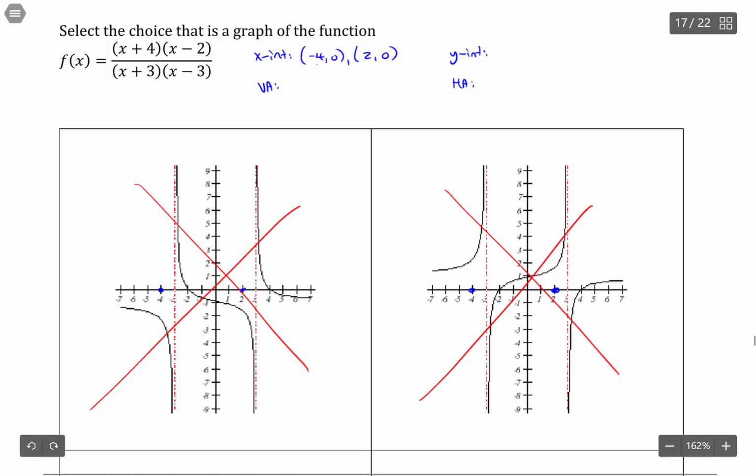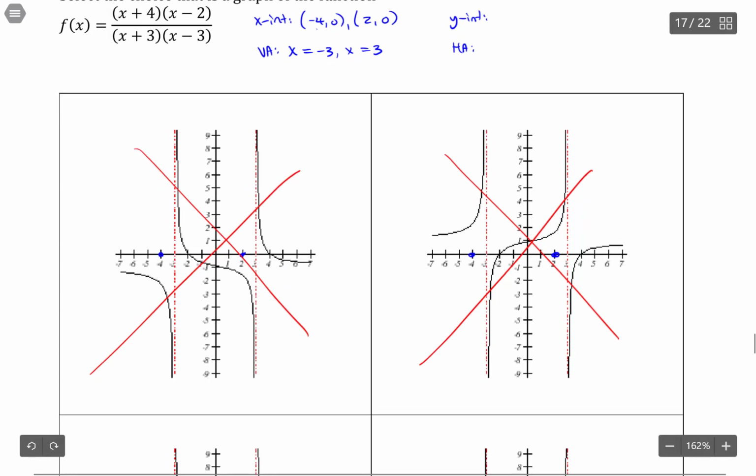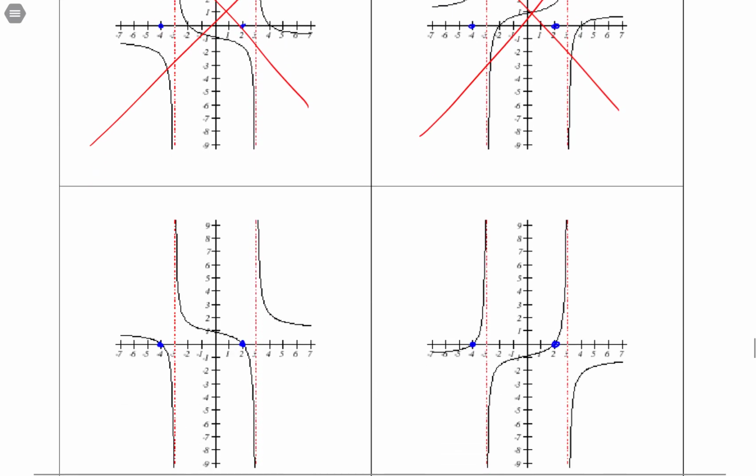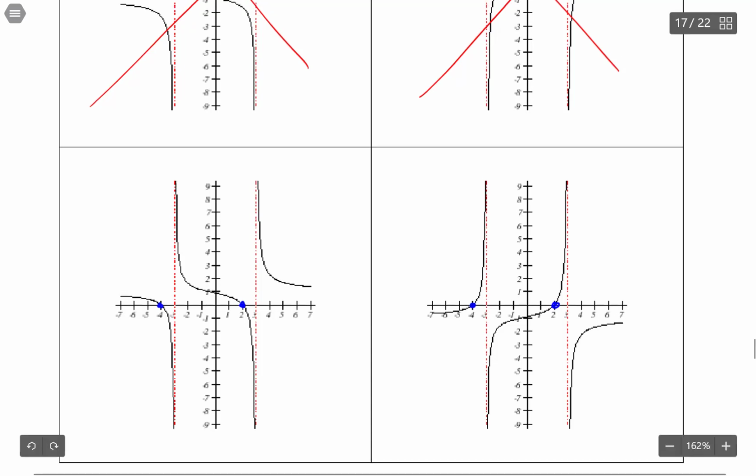Vertical asymptotes. These occur when the denominator is equal to 0, so wherever these factors equal 0. So if I take x plus 3, set it to 0, I get x equals negative 3, and x equals positive 3. So we'll see if these graphs match up. And in fact, both of them do look like they have vertical asymptotes at those two locations. So that's not going to rule anything out.